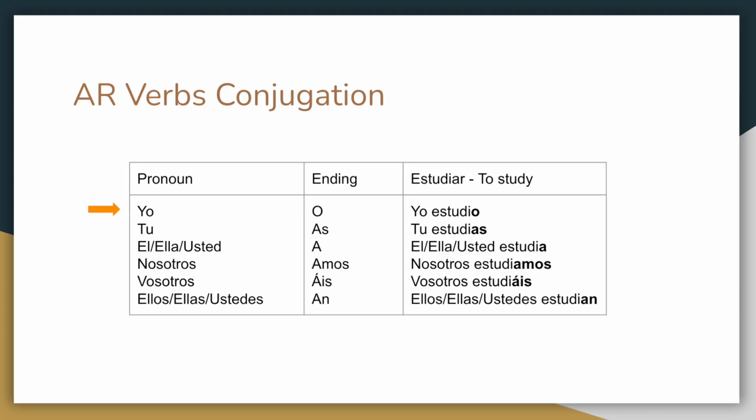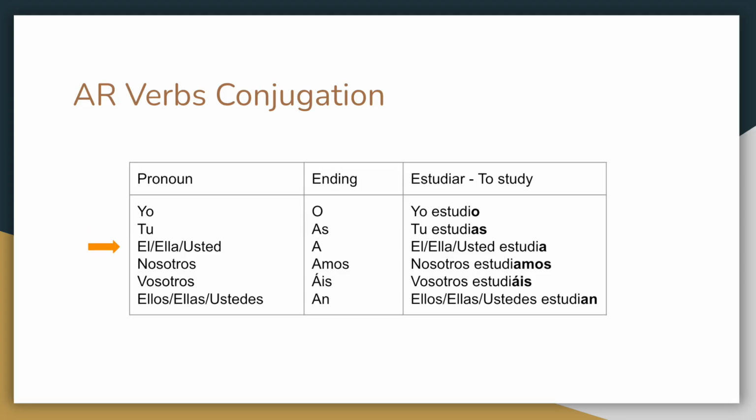So the yo form is yo estudio because the pronoun is yo, which means the pattern or the ending is o. And so you just replace the ar in estudiar with o. So it becomes yo estudio, which means I study. Next is tú. So the pronoun is tú. The ending or the pattern is as. So you replace the ar in estudiar with as. So it becomes tú estudias, which is you study.